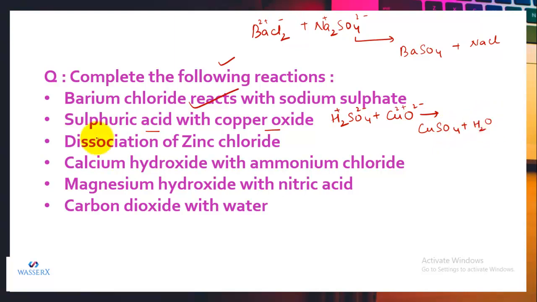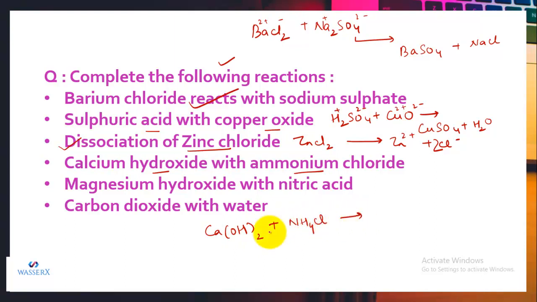When they react, if you write down their valencies, they are going to form CuSO4, copper sulfate, and water. Third, the reaction is the dissociation of zinc chloride. Zinc chloride is ZnCl2. When it gets dissociated, it forms Zn2+ and Cl-. And you can even balance it by writing 2. Next is calcium hydroxide reacting with ammonium chloride. Calcium hydroxide is Ca(OH)2. Ammonium chloride is NH4Cl. When they react, they will form calcium chloride, ammonia and water.